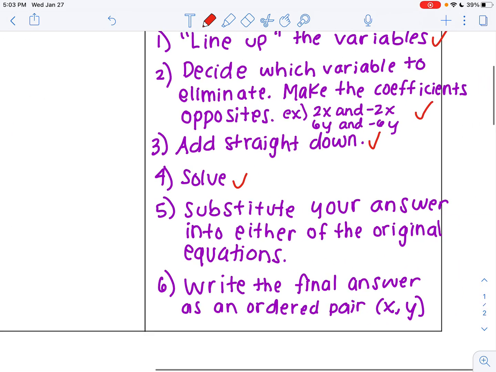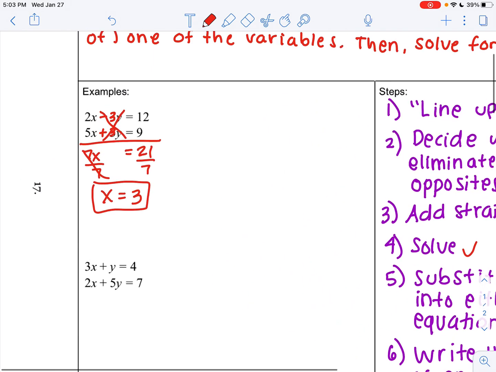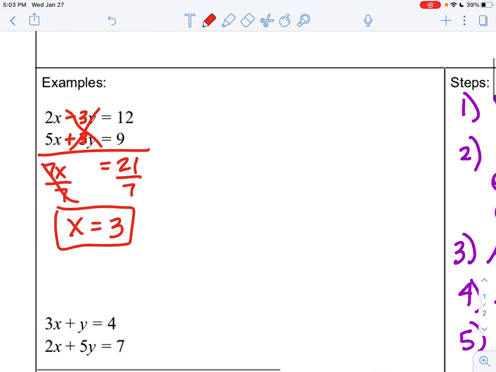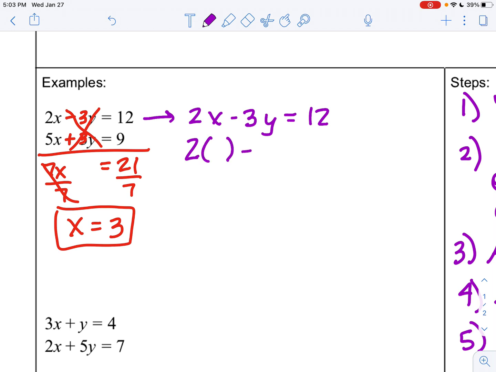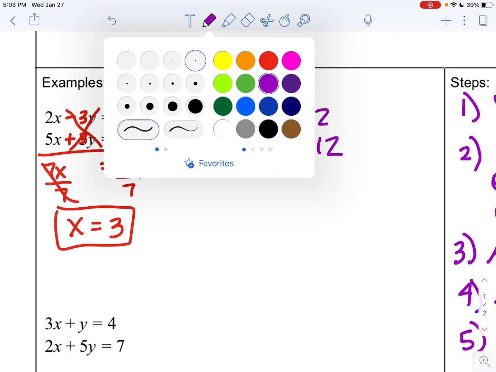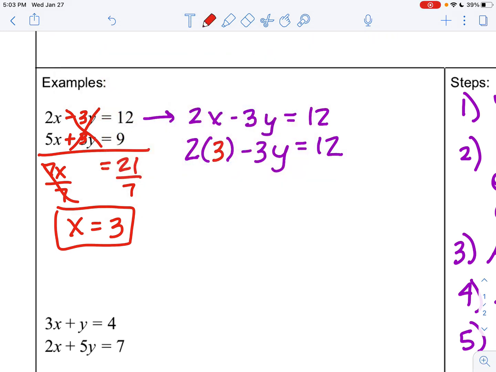Now it says substitute your answer into either of the original equations. All right, so let's substitute. It doesn't matter which one. I'm going to choose the top equation. So I'm just going to say 2x minus 3y equals 12. And it says to substitute your answer back in. So my answer was x equals 3. So where I see x, I'm going to plug in 3, and I'm going to keep everything else the same. Now I solve for y.